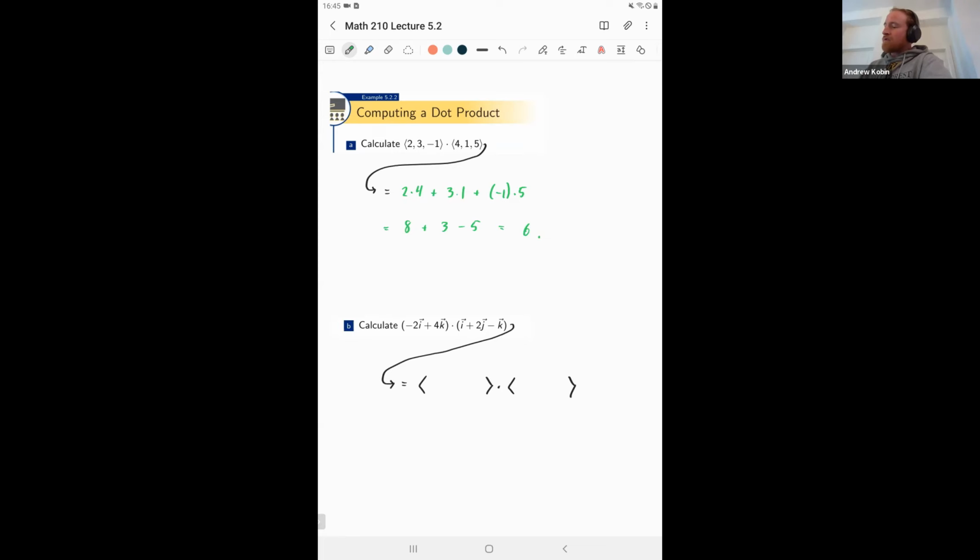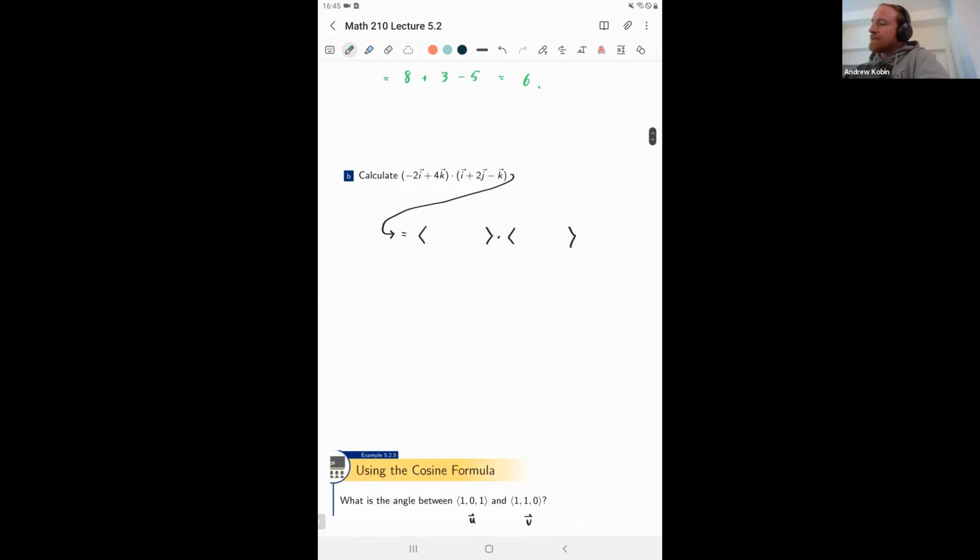If instead we have two vectors that are written in i, j, k notation, remember i, j, and k are our standard basis vectors pointing along the x-axis, y-axis, and z-axis by 1 unit each. It's easier to translate things into coordinates, in my opinion. So I'm going to write each of these two vectors in terms of their coordinates.